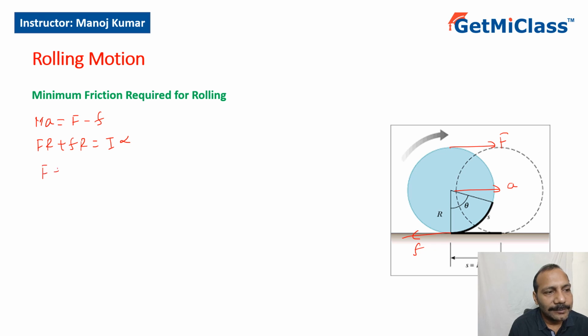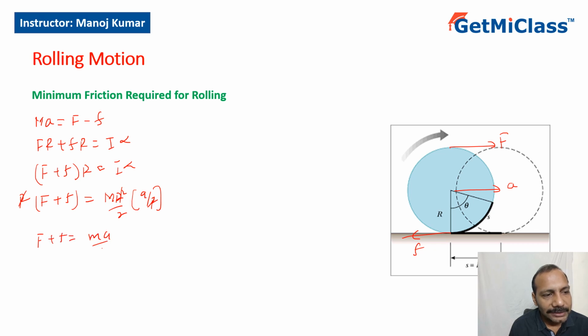I can write F plus f into R equal to I alpha. Capital F is force and small f is friction. If I take it as a cylinder, I is MR square by 2. Alpha is a by R. If I cancel all R's, I'll be left with F plus f equal to Ma by 2.